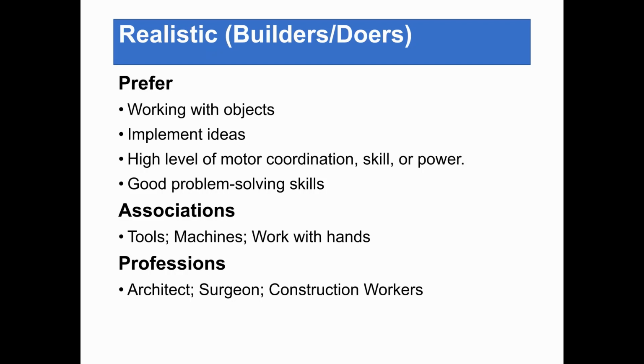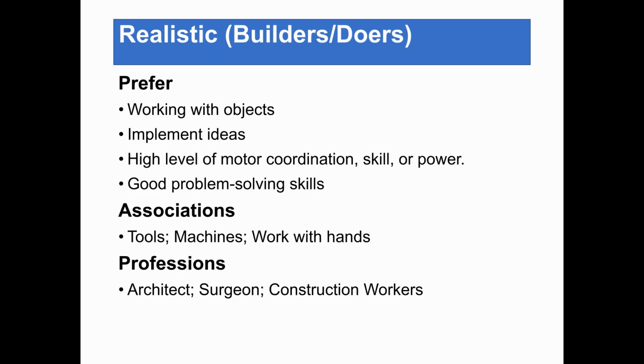I basically divided all those themes into 3 dimensions. In terms of preferences, what each vocational theme prefers, then what associations you can link with these themes, and then the kind of professions that these vocational themes can go to as well. So I'll try to explain the realistic first.